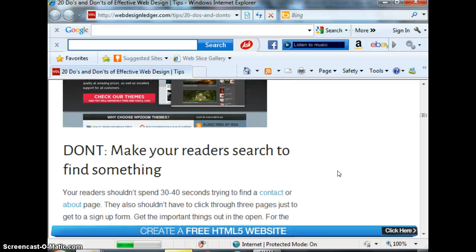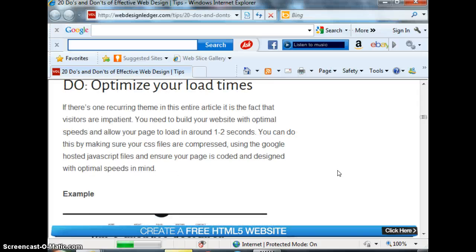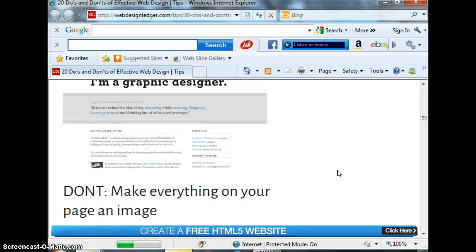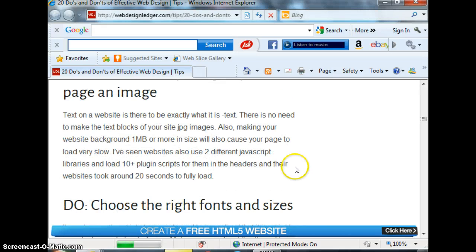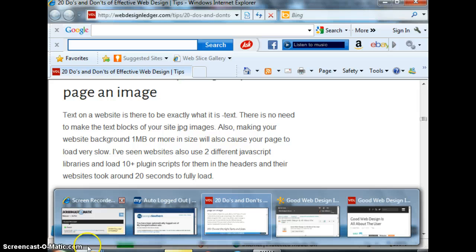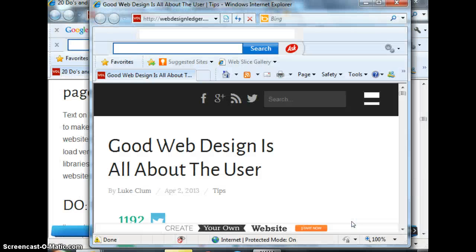And again, a lot of those things were things I wasn't going to do or were going to do anyway because it was pretty much common sense and basic web design. Now I'm going to go into our other article, Good Web Design is All About the User.